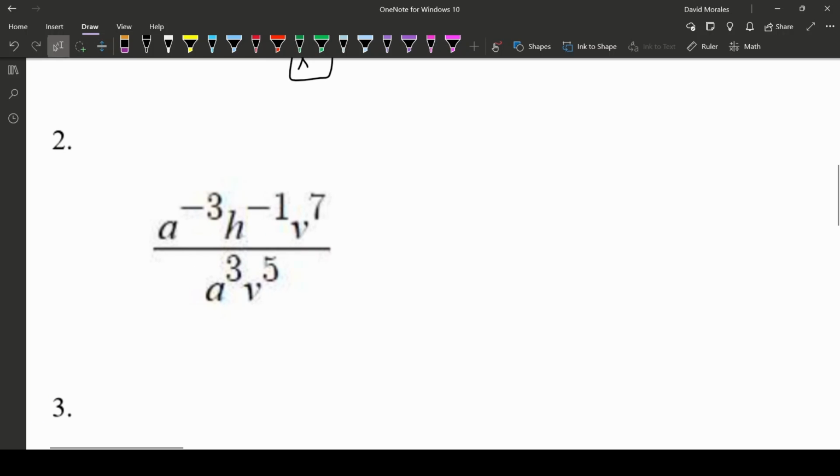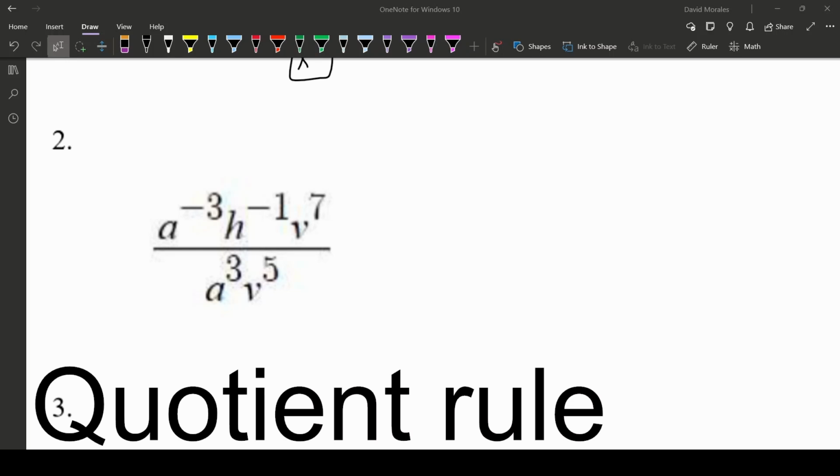Okay? We're going to be doing the quotient rule, right? Then the negative exponent rule. Okay, so quotient rule first. Again, I have to have the same base. So you notice h does not have anything on the bottom here. There's nothing on the bottom that has h. So we're not going to be doing quotient rule with h. We are going to be doing quotient rule with a.